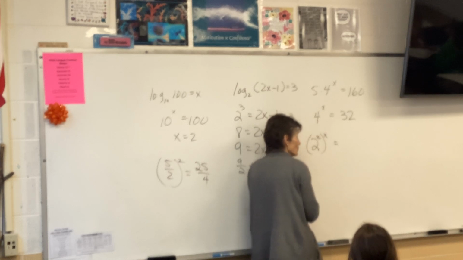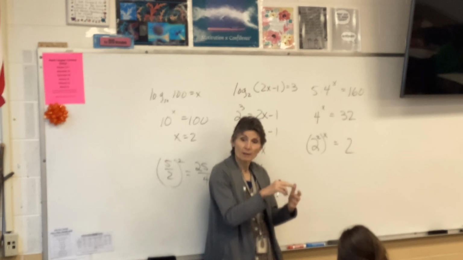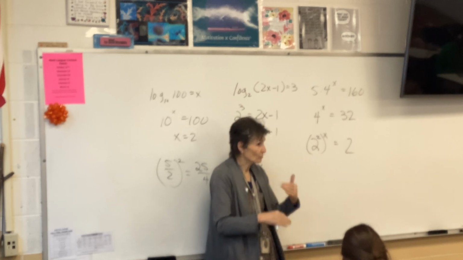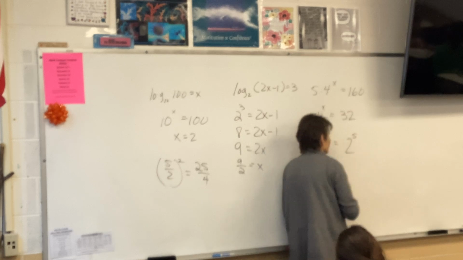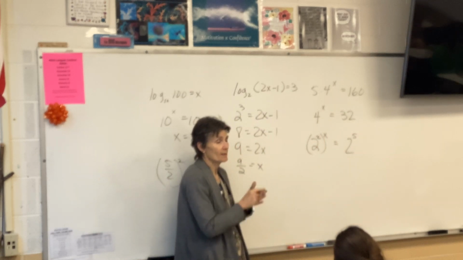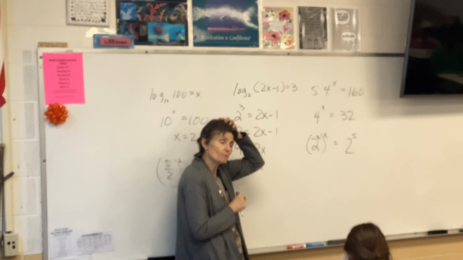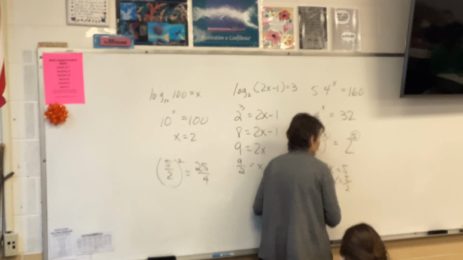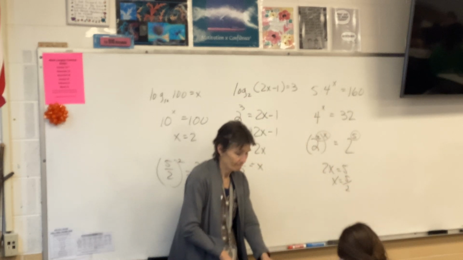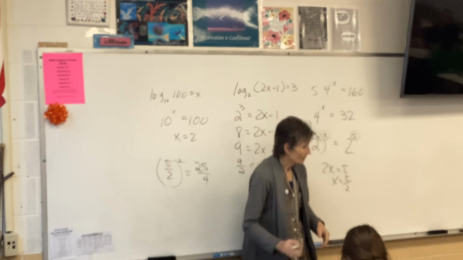And 32, you probably ought to know this, but if you don't, you can figure it out. Just keep multiplying by 2 until you get to 32. Anybody know how many it takes? 5. 2 to the 5th. 2 times 2 times 2 times 2 times 2 is 32. Now, once you get them both to be 2's, then you can say 2x equals 5 and x equals 5 halves. Okay?